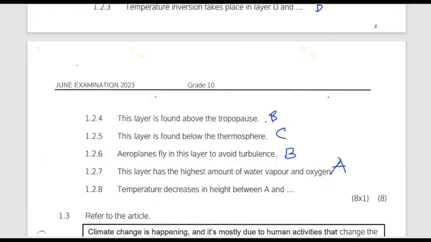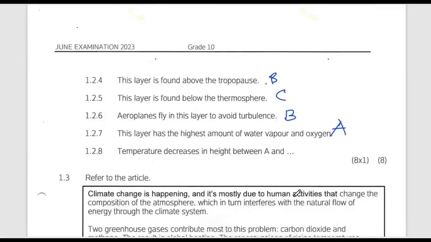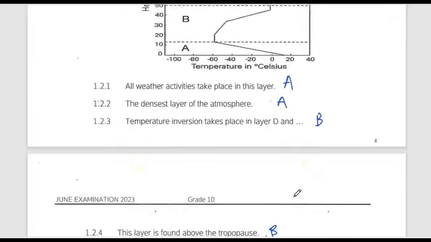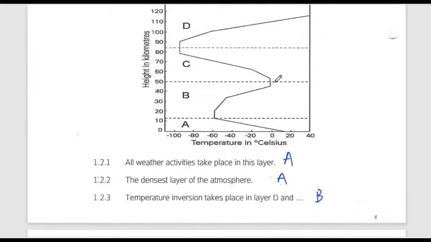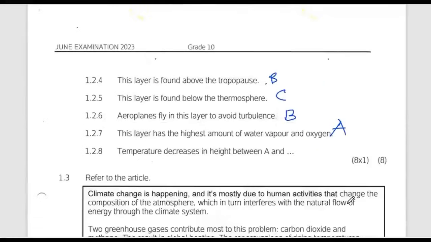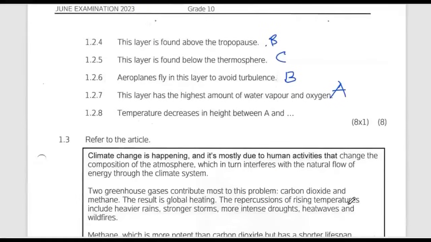Then lastly, temperature decreases with height. In A, we saw that the temperature profile here is negative. In which other layer do we have a negative profile? Here in C, you are seeing that the temperature is declining with height. So the correct response for that matter is our letter C. Right, those are the responses to question number 1.2.